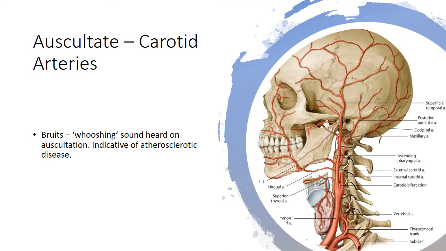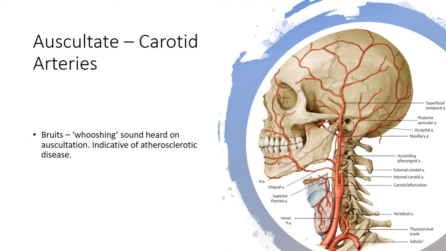We also want to auscultate our carotid arteries. Now we're specifically auscultating for bruits. Now bruits are a whooshing sound heard on auscultation. If the patient has healthy, unoccluded arteries, then we won't be able to auscultate anything. But if a patient has atherosclerosis of the carotid arteries, then we're likely to be able to hear a bruit.